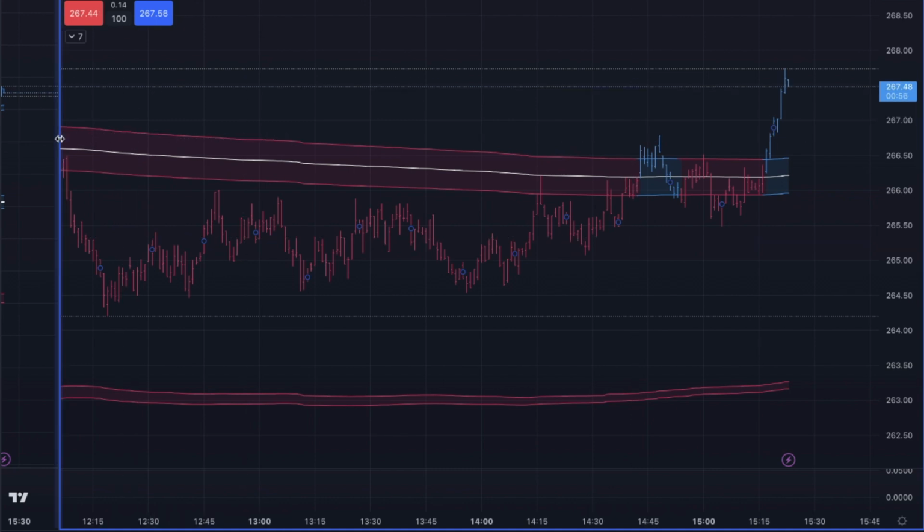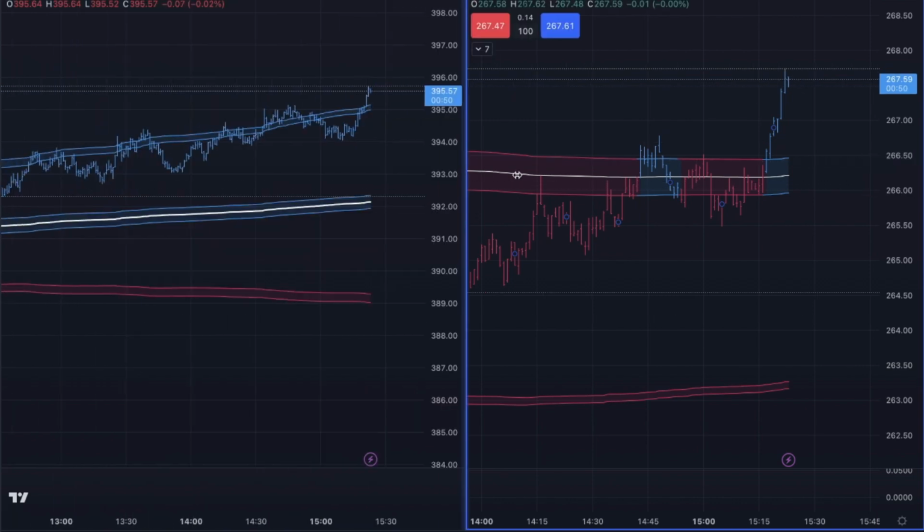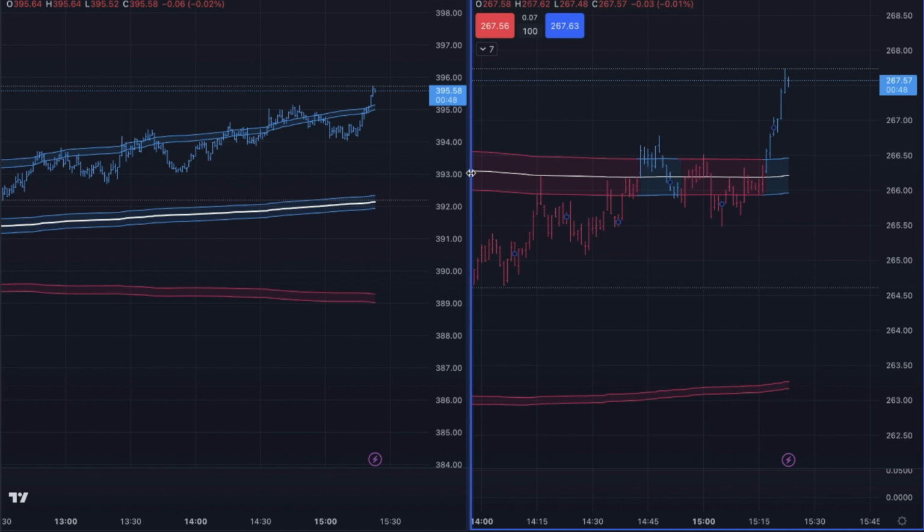So with that being said, that is the video for this week. We looked at Nvidia and we looked at SPY, S&P, and we were exploring multiple time frames.